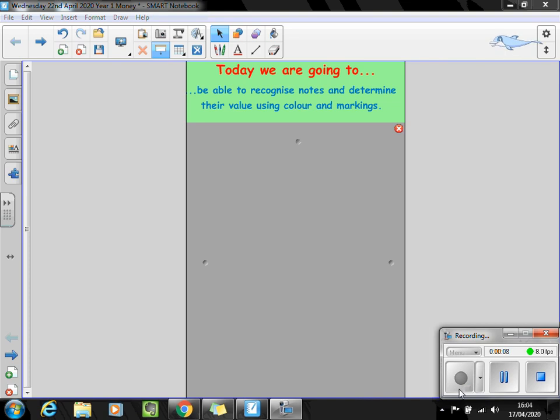Today we're going to build on our learning from Monday and we're going to learn how to recognise notes and determine their value using colour and markings to help us. It'd be really useful, adults, if you have a real life example of each of the different notes shown below, where possible. If not, maybe you can print one out from the internet so the children can see.